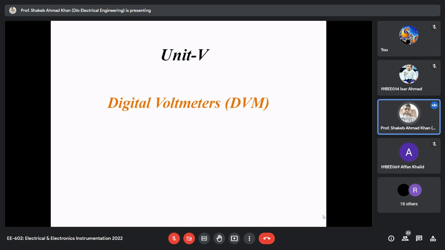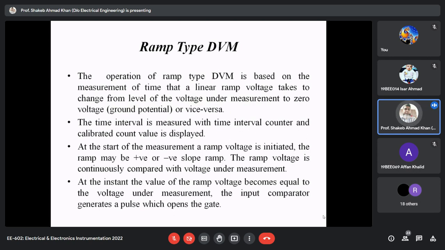So for a class of digital voltmeter, this method is used, where the analog signal is converted into time, and time is measured. Then there is a relation between the unknown voltage and time. With the help of this relation, the output scale is calibrated. So I'm starting with it. It is very interesting. I hope I'll be able to make you understand, but you try to concentrate. It's very simple.